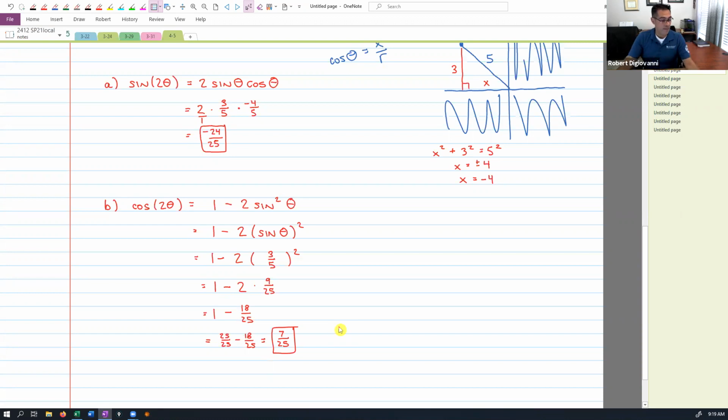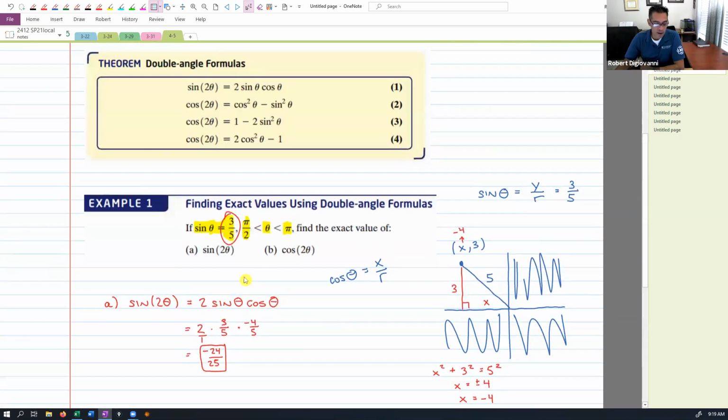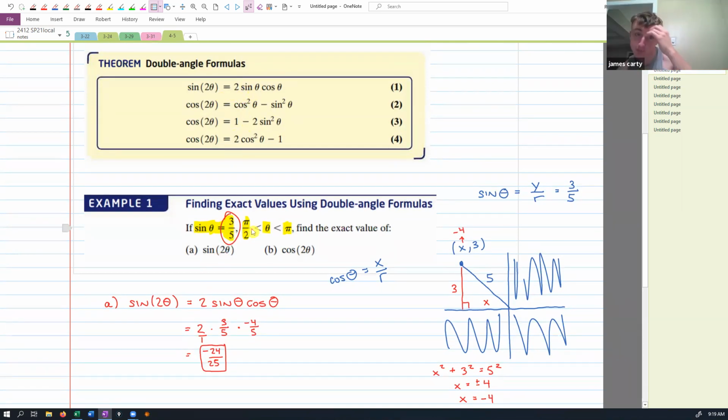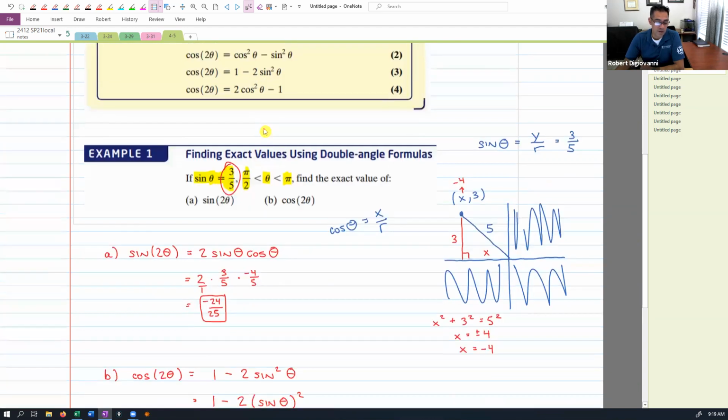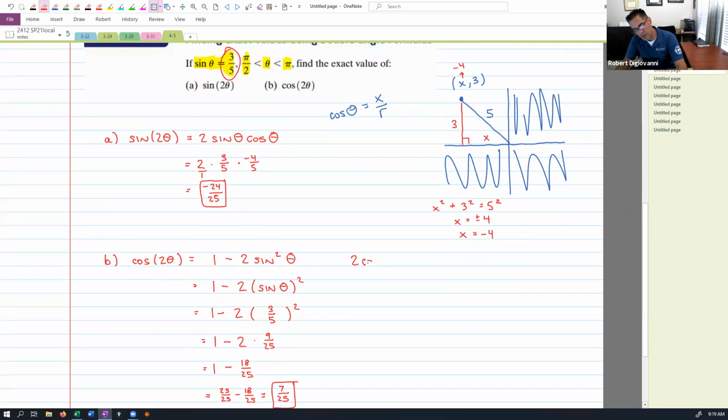So go ahead. Yes, sir. So basically, with the 4 equations that we have, we can look at each problem and determine which one to use for each problem. Well, if they're asking for sine of 2 theta, you only have one choice. But if they're asking for cosine of 2 theta, then you have 3 choices. You could use all of these, and all of these would give you the same answer, okay? Just for example, if I would have used this one instead, 2 cosine squared theta minus 1.